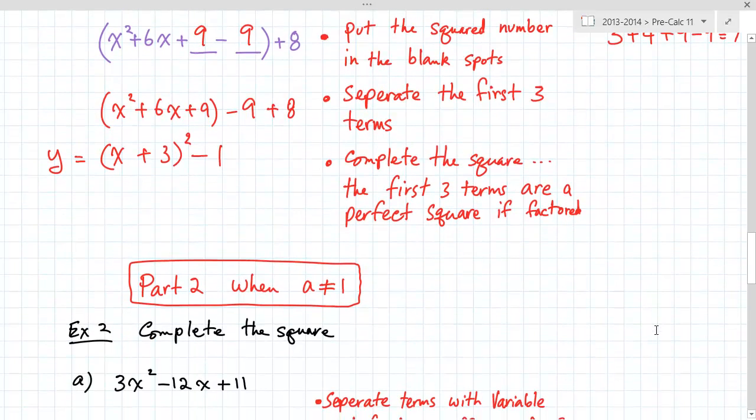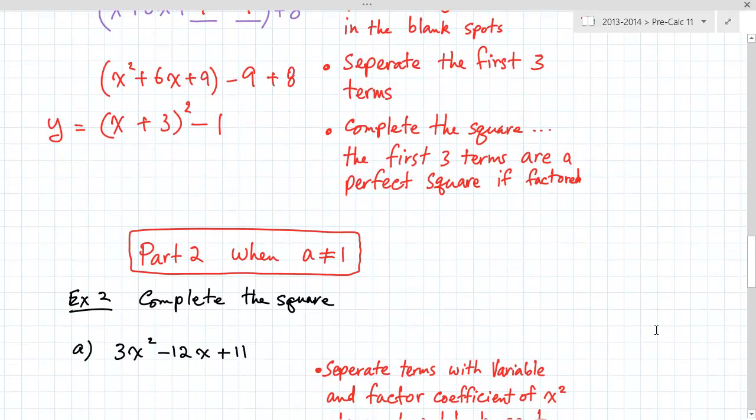So a is not equal to 1. We want to complete the square for this: 3x squared minus 12x plus 11.